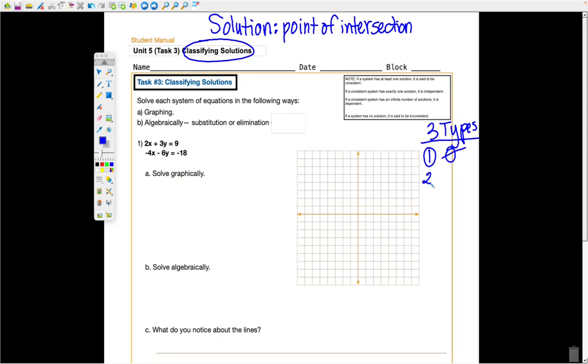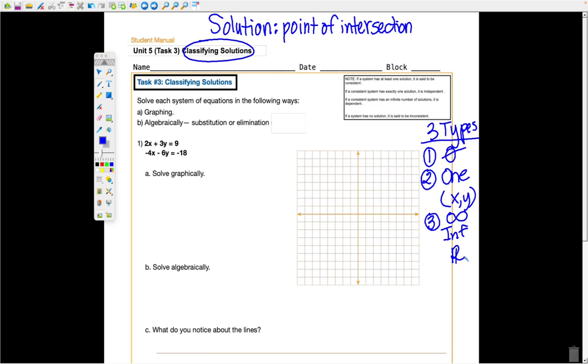Okay, hold on. What does one solution look like? You write it like an ordered pair. Sorry, I think I didn't ask that correctly. My bad. So then the other one was what? Infinitely many. Infinite, which is that little infinity symbol. Or you can write it as all real numbers. I'll take either one. So those are my three types.